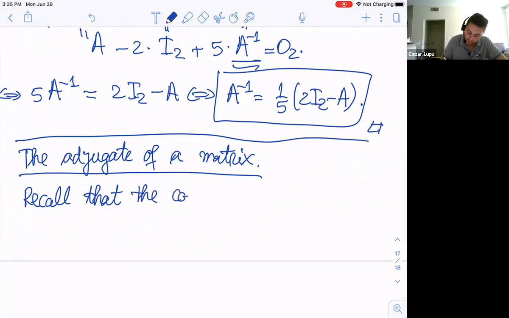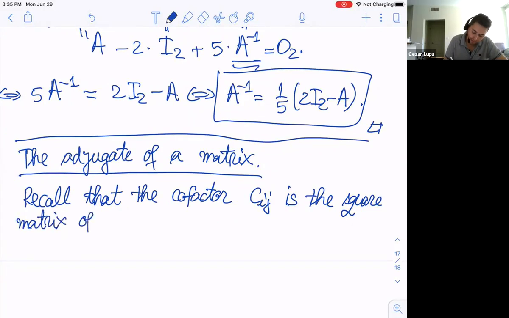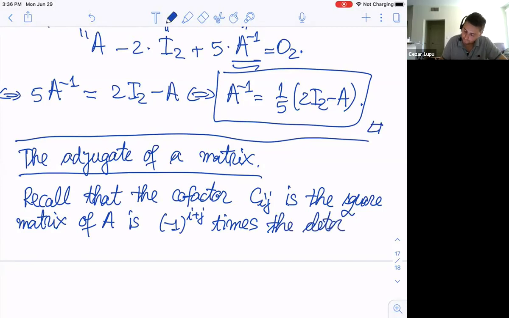the cofactor, which we denote by Cij, of the square matrix A is (-1) to the power i plus j times the determinant of the minor Mij. Remember that minor Mij, that's exactly what I'm going to talk about.